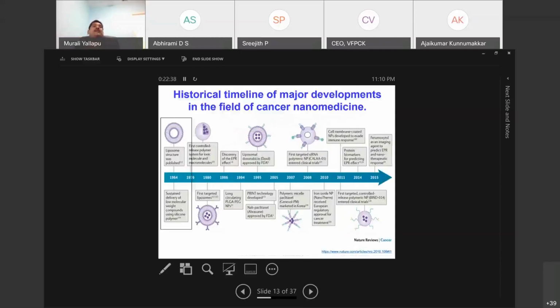This again talks about the schematic, how nanotechnology evolved right from liposomal based Doxil formulation until a recent formulation that is called BIND formulation. BIND formulation, you all might be knowing that recently, its creator is from MIT. His name is Bob Langer.